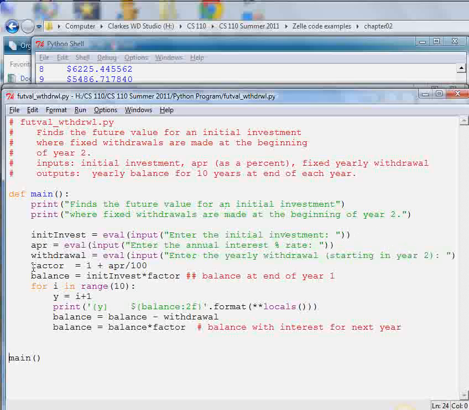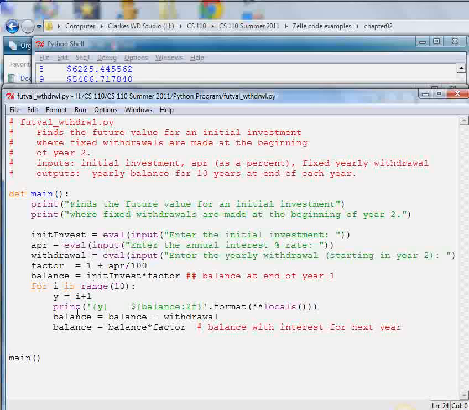And before going into the loop, I do two things. I define a factor, which is 1 plus the APR divided by 100, so I can just multiply by factor to get my compounding. So in the example just done, 5 divided by 100 would be 0.05, and the factor would be 1 plus 0.05. And then the balance at the end of the first year is going to be the initial investment, which we've prompted and gotten from the user, times this factor.